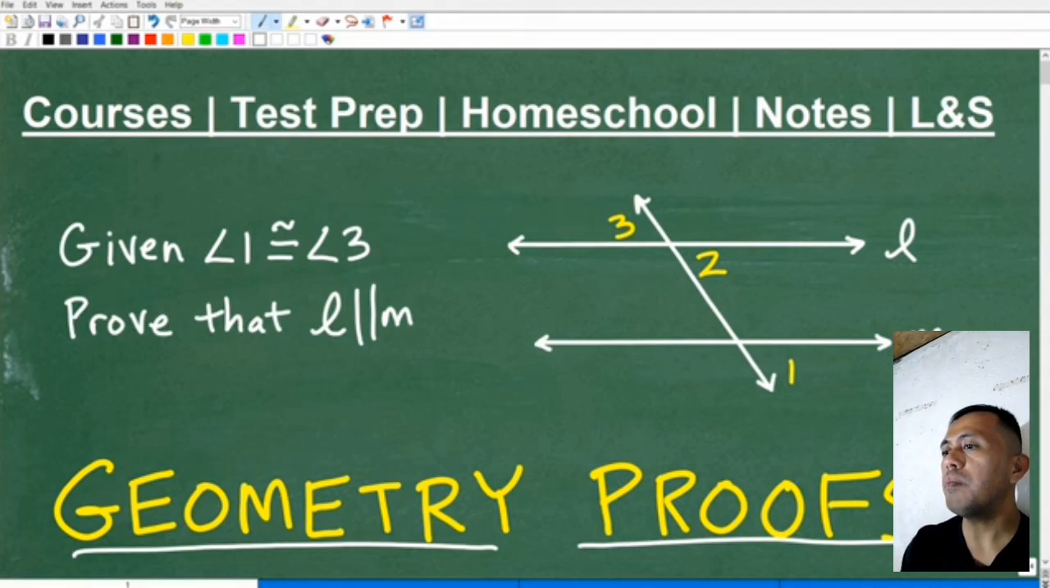You might look at the figure and think, these lines look parallel, but that isn't enough. You can't just say, well, line L looks parallel to line M, so they must be parallel. And that's a no. You need to have a concrete justification or a proof.